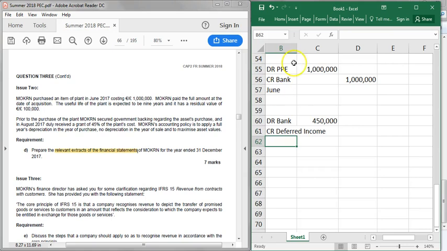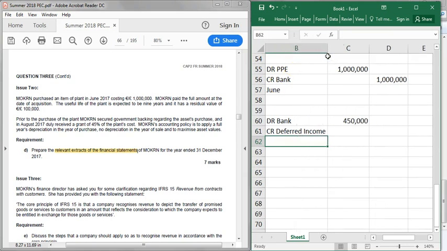Now, there are two acceptable approaches for your grant. You can either credit deferred income and treat them separately, or you can net them off against the cost of the asset. Either one was acceptable here. We're showing the one consistent with the solution. So in this case, we're creating deferred income of 450. Alternatively, you could have netted the 450 off against your property, plant and equipment, in which case you'd have a different depreciation each year. Then, that's in August.